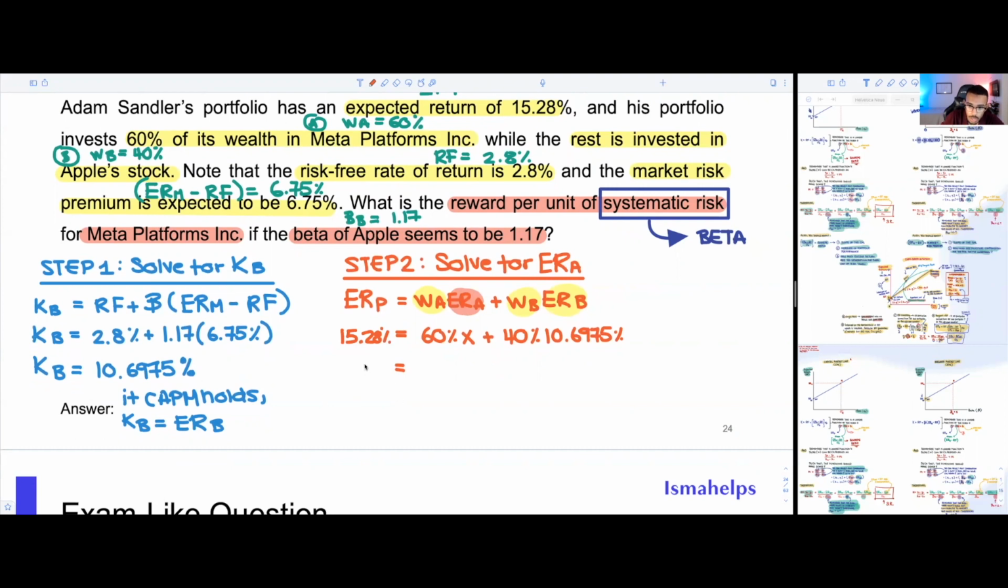And from that, we'll be able to solve for the expected return on security A. So we're going to have 15.28. We're going to take a step back. So 15.28 is the expected return on a portfolio. That's going to be equal to 60% times this missing value, X, plus 40% times essentially 10.6975%.